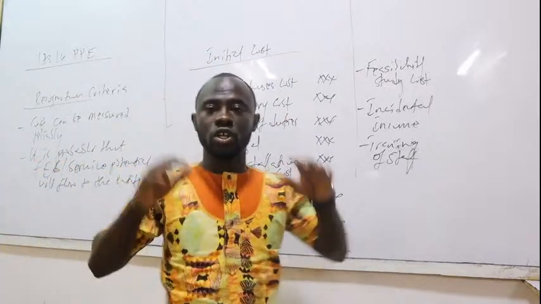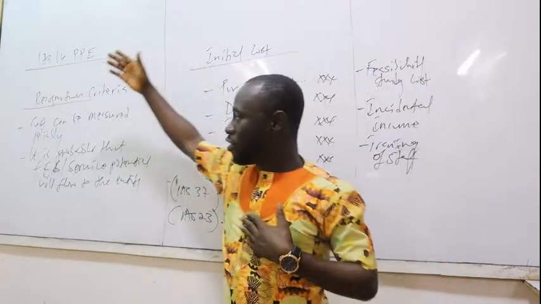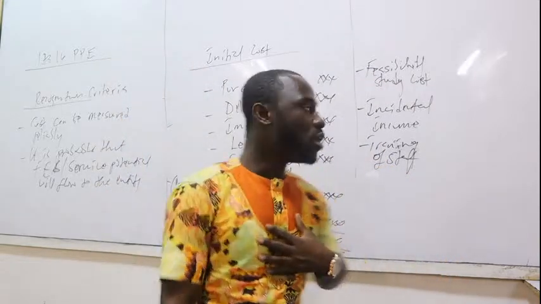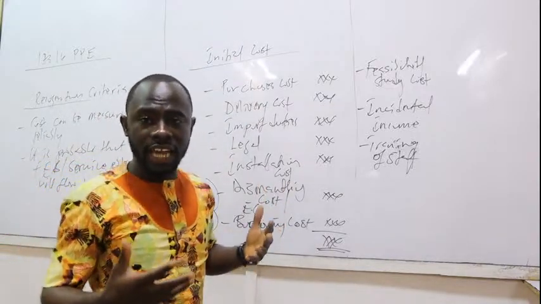All right. So what have we done so far? We've looked at the recognition criteria. We've looked at the initial cost of the asset, what constitutes the initial cost of the asset.